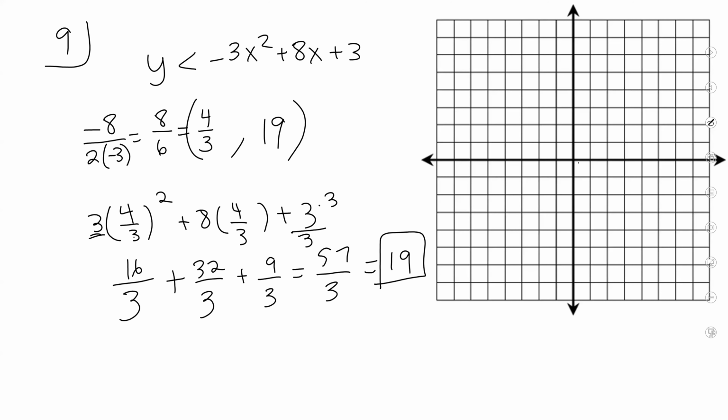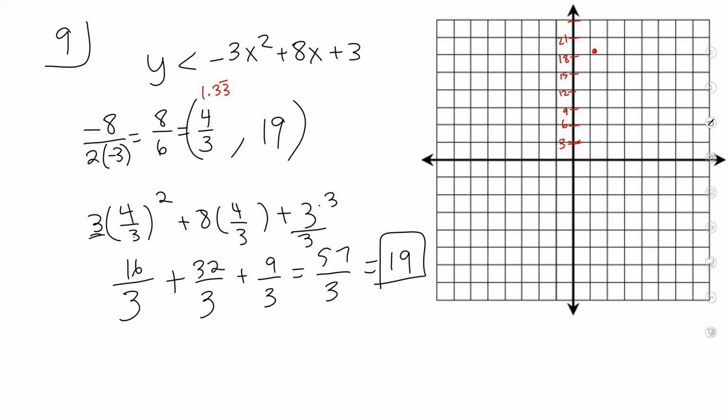Okay, so let's go ahead and plot the vertex. I work better with decimals. So 4/3 is the same as 1.33. It's repeated. So I'm gonna go by twos again. 2, 4, 6, 8, 10, 12, 14. Nope, that's not enough. Let's go by threes. 3, 6, 9, 12, 15, 18, 21. Okay, so 4/3, 1.33, and 19 is roughly right there.